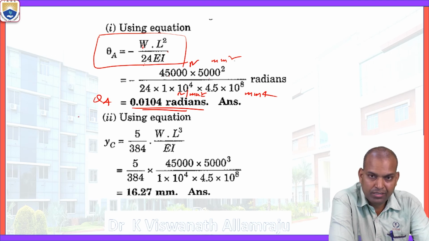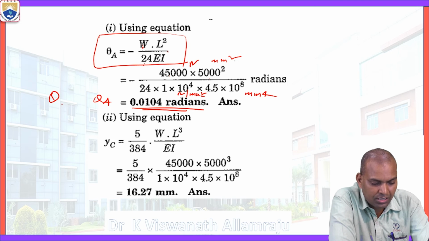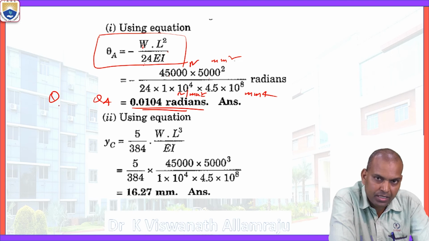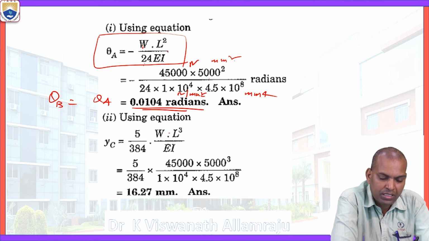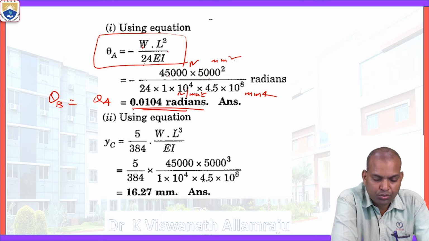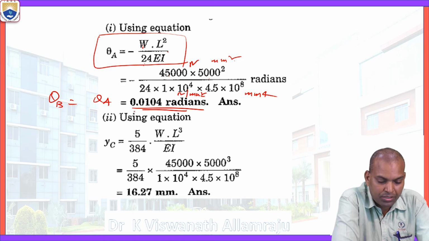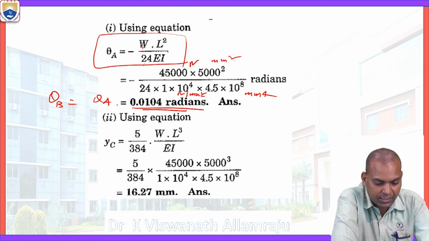So here it is symmetrical. That's why theta A is equal to theta B. In the same way, theta B equal to theta A. The value of the slope at supports is 0.0104 radians.